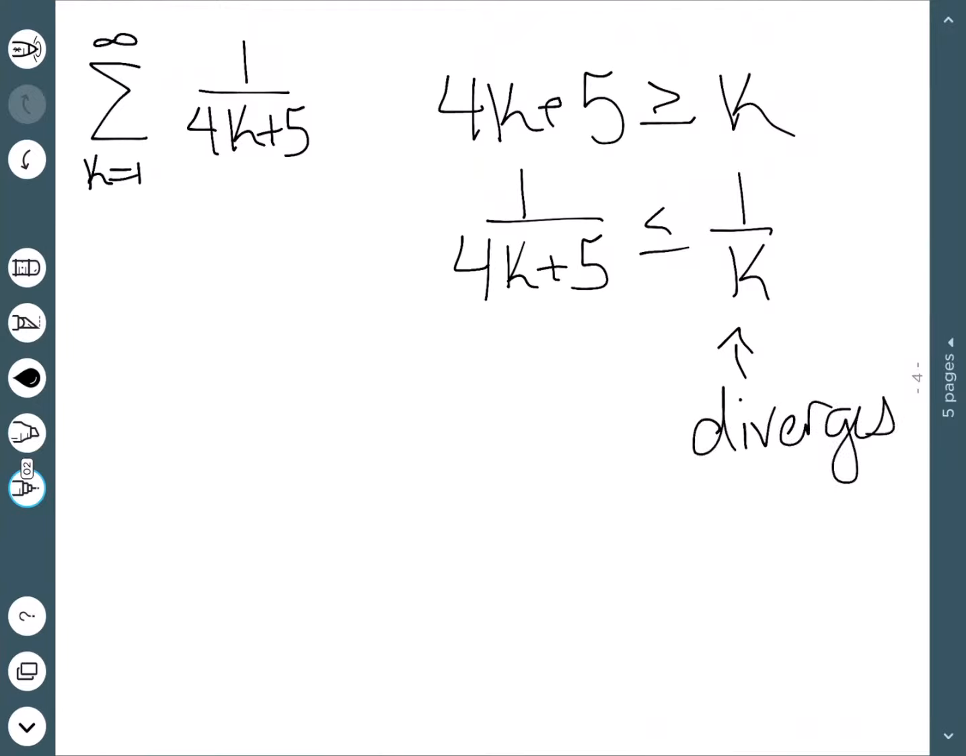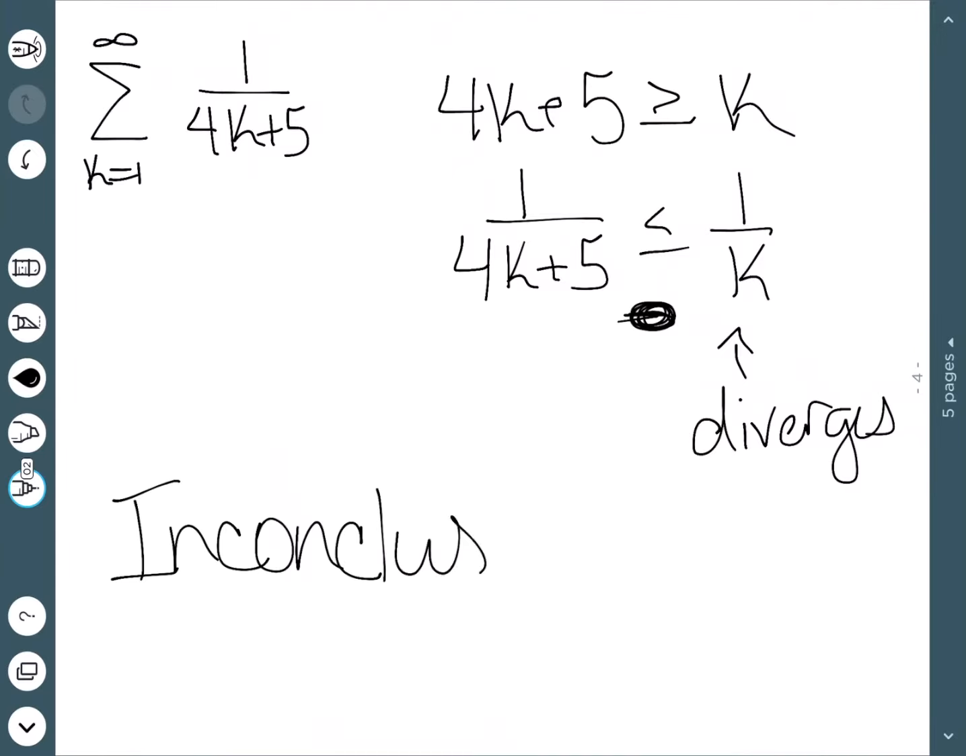However, we have a problem because my inequality here is actually in the wrong direction. I have something smaller than something I know that adds up to infinity. It could still add to infinity, or it could be a finite number. So my test now is inconclusive. And so this test doesn't always work. And so instead we have something called the limit comparison test that is a little more efficient that we'll talk about in the next video.